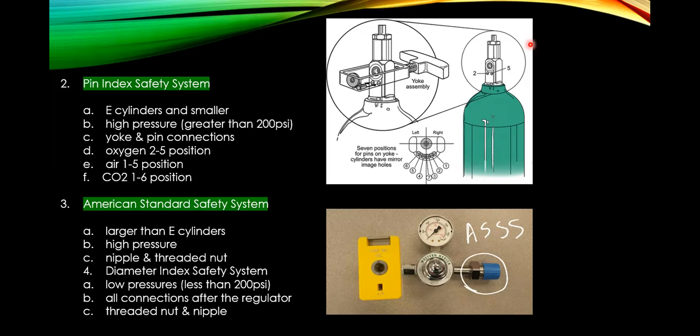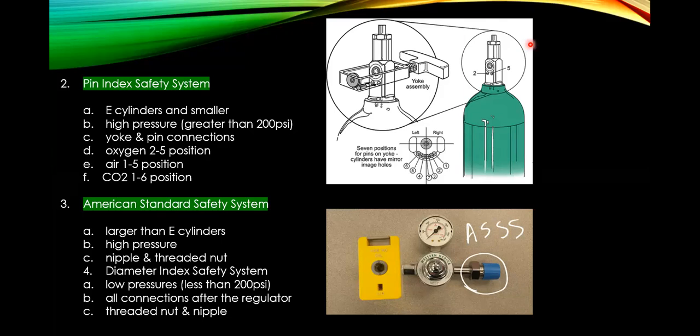They are lined up with pin positions. We said that oxygen is 2 and 5, and air is 1 and 5. Carbon dioxide is 1 and 6. So if I'm colorblind, I'm still not going to make the mistake of hooking to the wrong cylinder because the regulator is not going to fit. The oxygen regulator is not going to fit on a medical gas cylinder, and the medical gas cylinder regulator is not going to fit on an oxygen cylinder. Okay, and so that's how we do that.